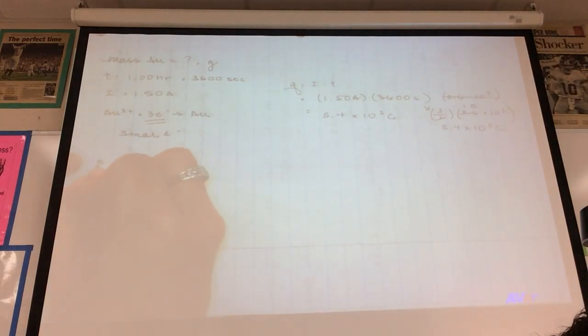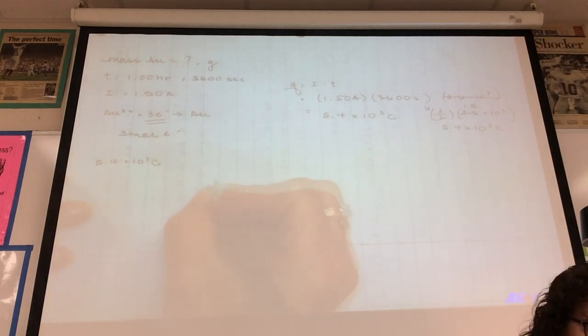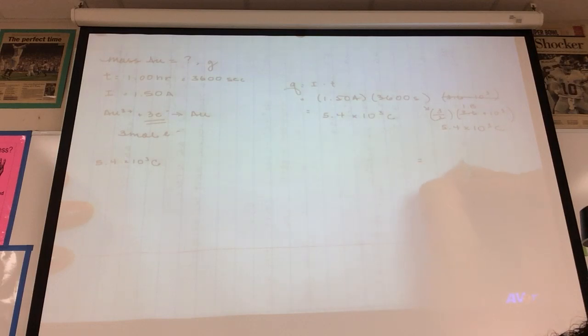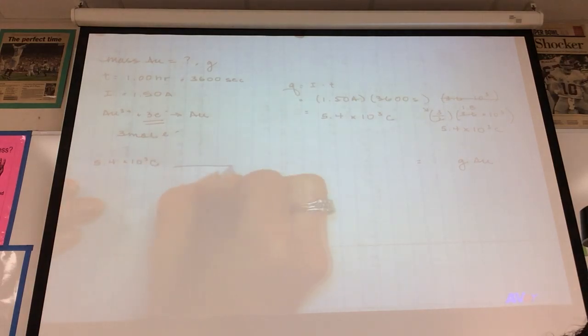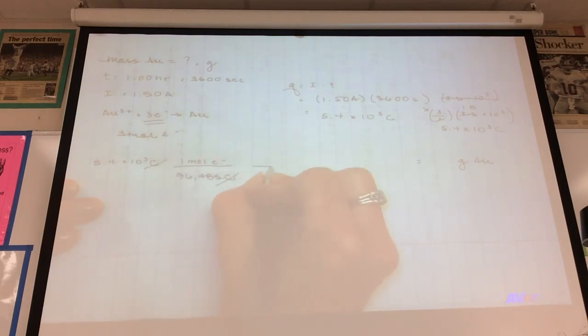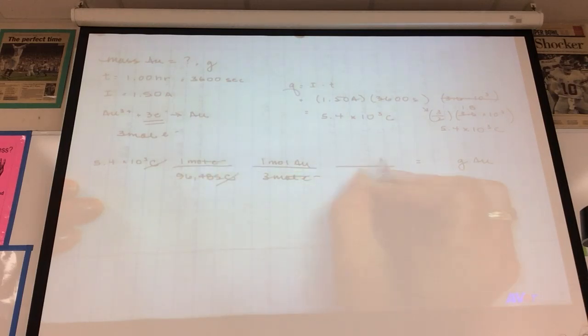Now I'm going to string it. I have 5.4 times 10 to the third coulombs, and I want to get to the mass of gold. I know that 1 mole of electrons is 96,485 coulombs. Cancel, cancel. I know for every 1 mole of gold, I have 3 moles of electrons. Cancel, cancel. And from the periodic table, I know that 1 mole of gold is approximately 197 grams of gold.